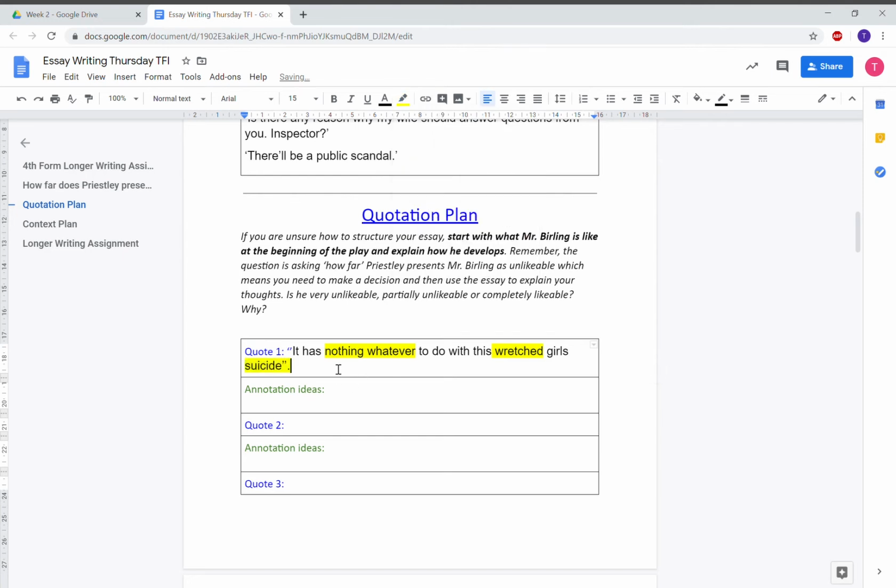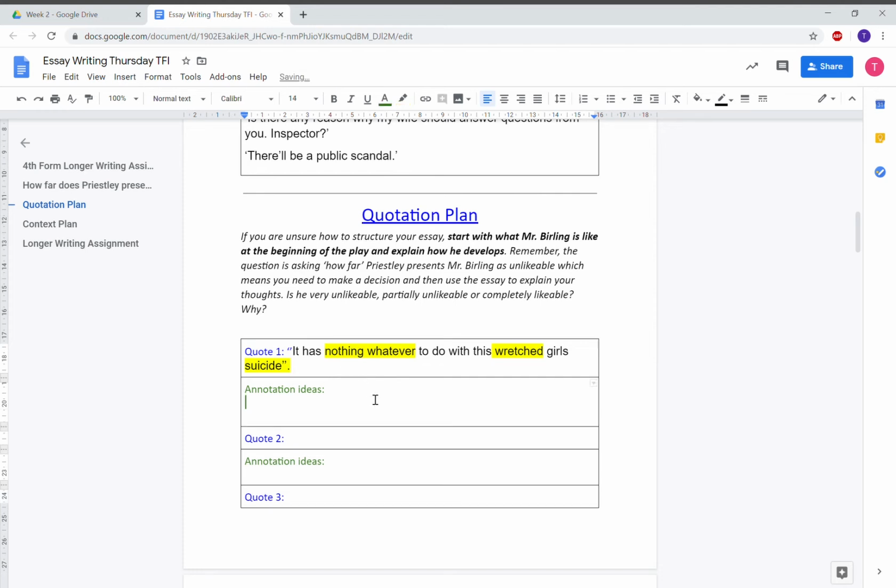Okay, look again. So now I've highlighted the words that I'm going to zoom in on, okay? And now I'm going to focus on my annotation ideas. Now, notice how I'm going to do this in note form, and there's certain things I'm going to be looking to do, okay? I'm going to be looking to define words that I feel need a definition.